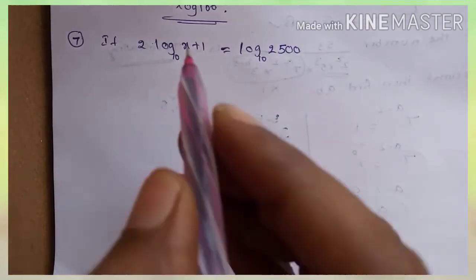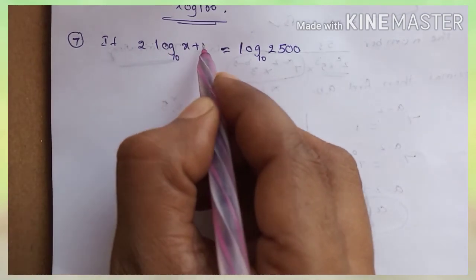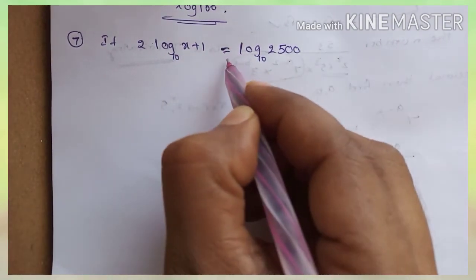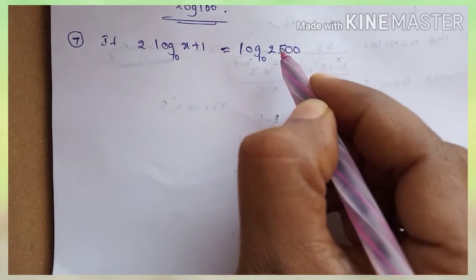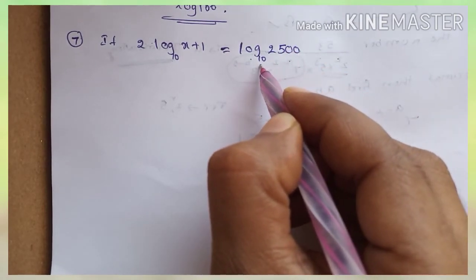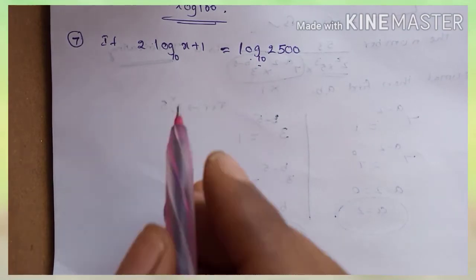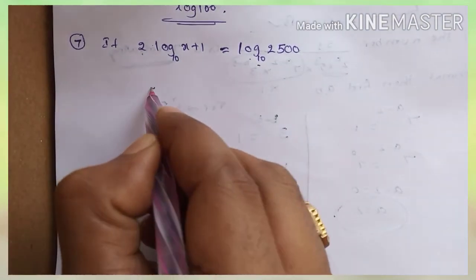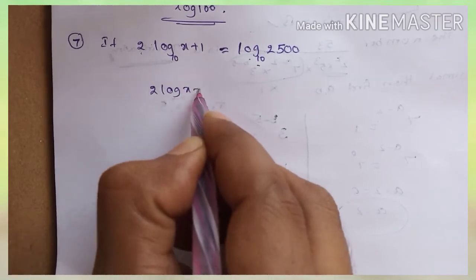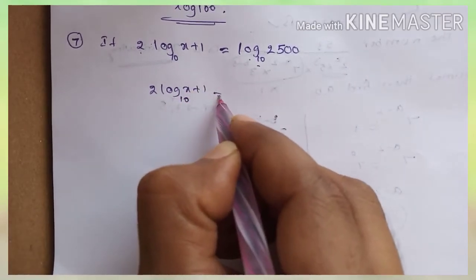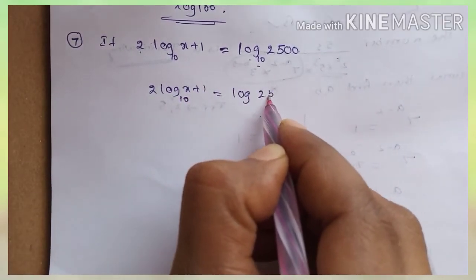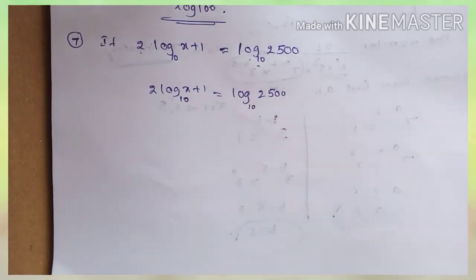The next problem: 2 log of x plus 1 to the base 10 is equal to log 2500 to the base 10. Then what is the value of x? Now here, the coefficient 2, log of x plus 1 to the base 10 is equal to log 2500 to the base 10.